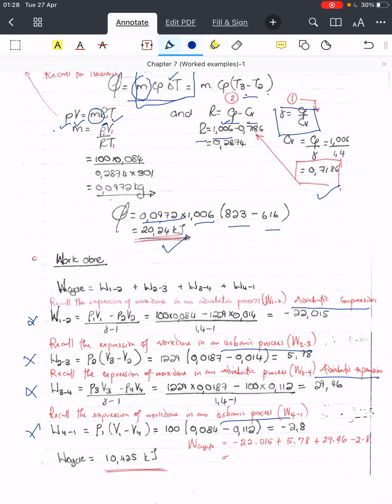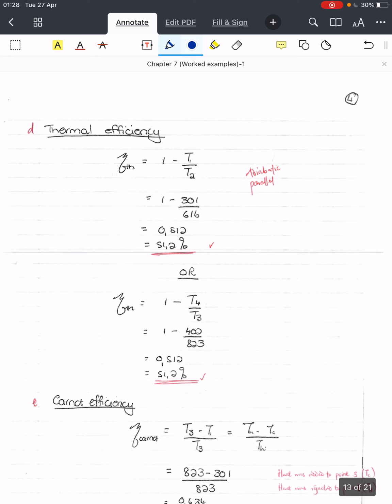Remember, anytime it's compression, it will be negative. If it's expansion, it will be positive. So negative and positive values, take note of that. And then how do we calculate the total work done or the net work done? We add everything. So that is the total work done.